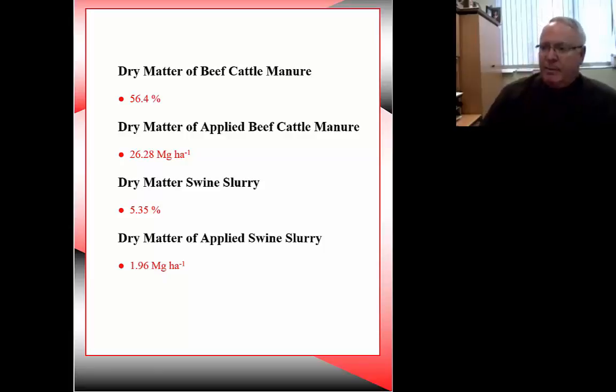And the take-home message from these quick calculations is that soil organic matter is something that is very difficult to change. It's something that takes quite a bit of time. And the second take-home message is that if you're working with a slurry material like swine slurry, there's not much chance that there's enough dry matter actually there to significantly impact the organic matter content.